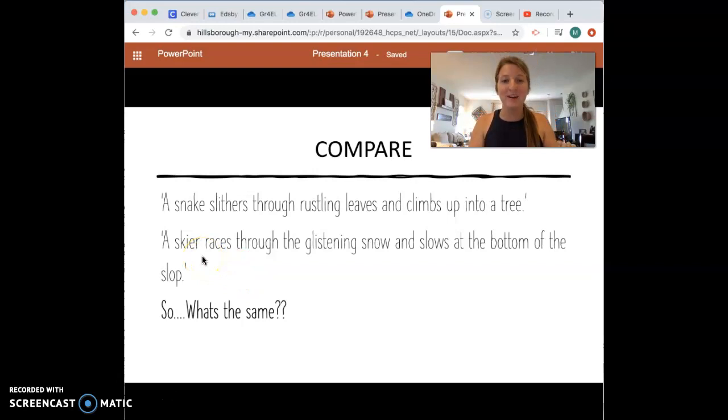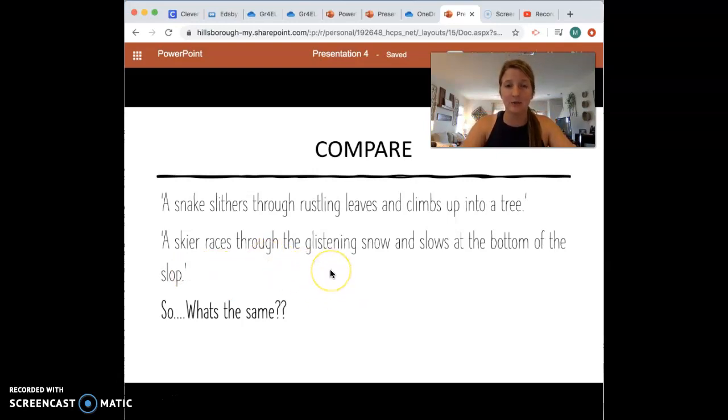All right, so think about what is the same. First, let's think about the nouns in this sentence. So take a second and think about the nouns in the skier sentence. What are the nouns? All right, so you should have said skier is a noun, snow is a noun, and a slope is a noun.